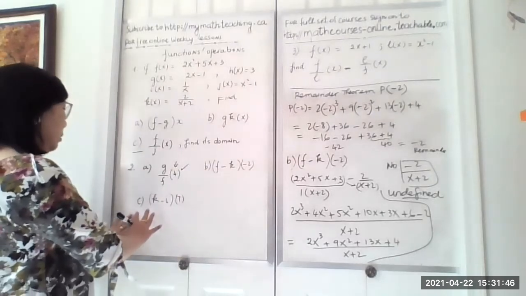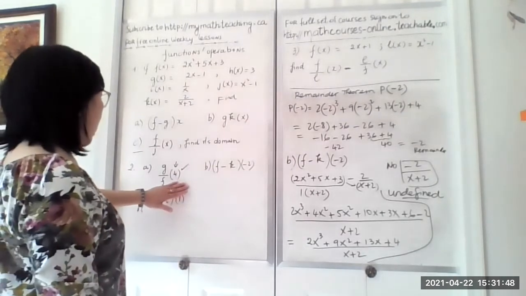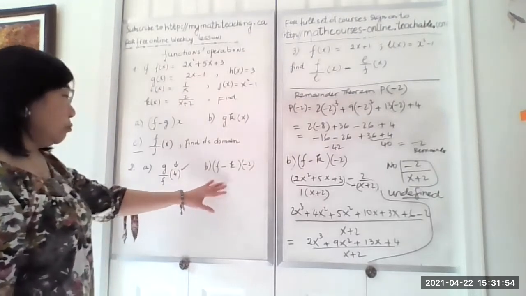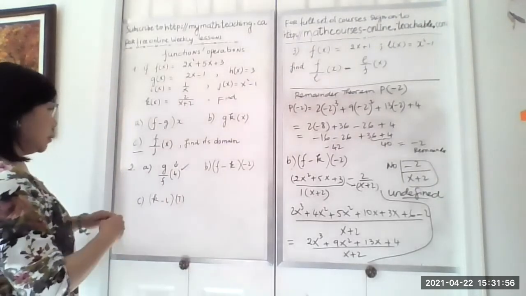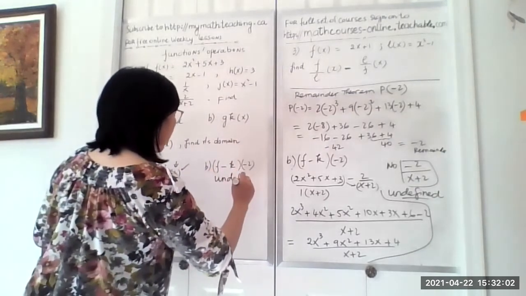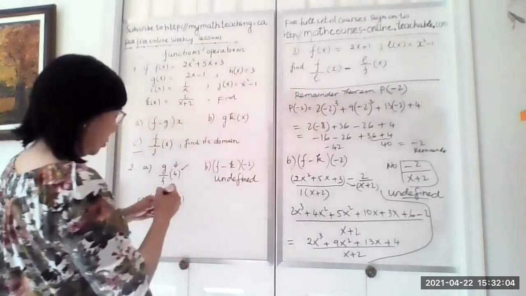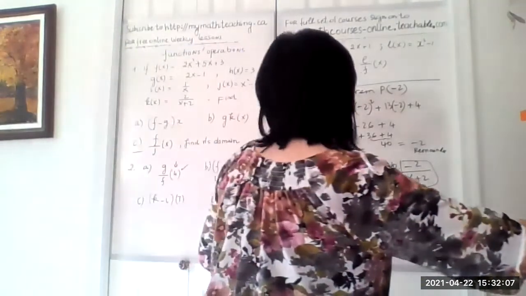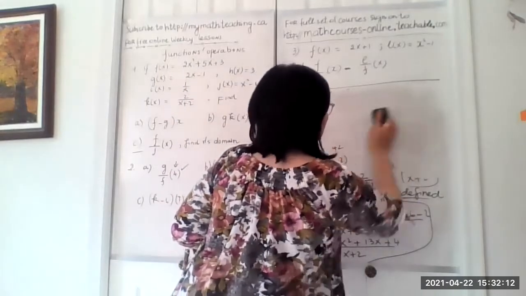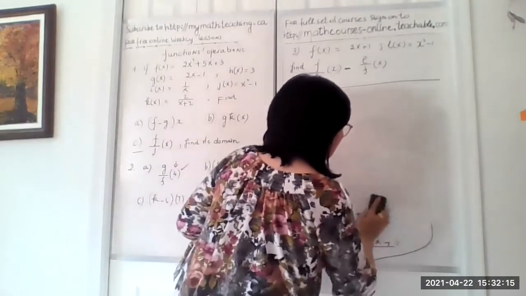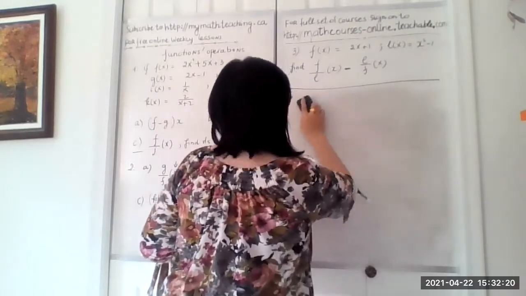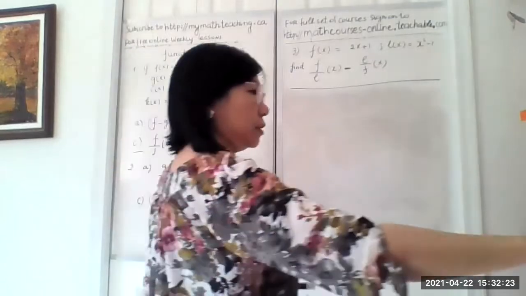Okay, so let's do the next one. So we done A, the A we are able to evaluate, the B we cannot, we say undefined. So now let's do the C and hope that the C will be okay. So the B is undefined. Okay, so I'm going to erase this and we're going to do the C. We continue with the C.